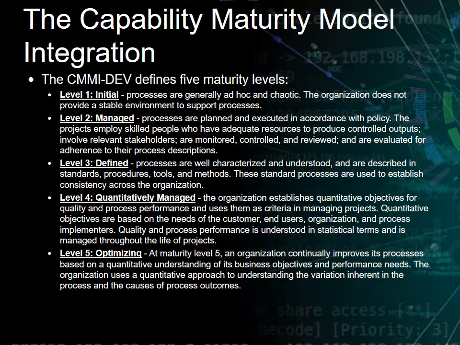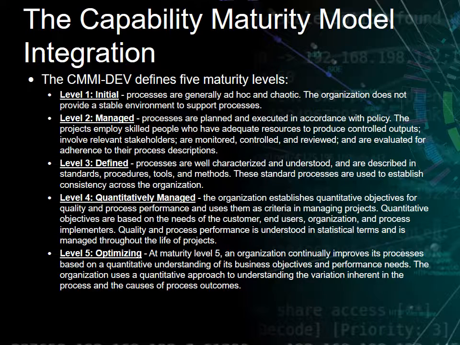So in the Capability Maturity Model Integration, there are five maturity levels. Level 1 is initial. Processes are generally ad hoc and chaotic. The organization does not provide a stable environment to support processes. Level 2 is managed. Processes are planned and executed in accordance with policy. The projects employ skilled people who have adequate resources to produce controlled outputs, involve relevant stakeholders, are monitored, controlled, and reviewed, and are evaluated for adherence to their process descriptions.